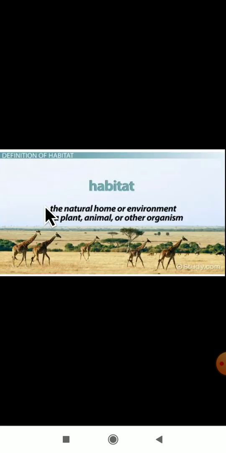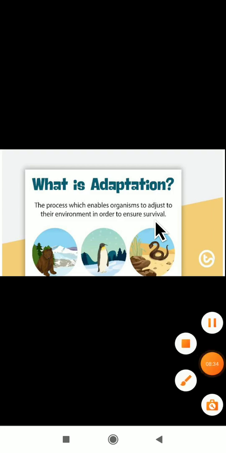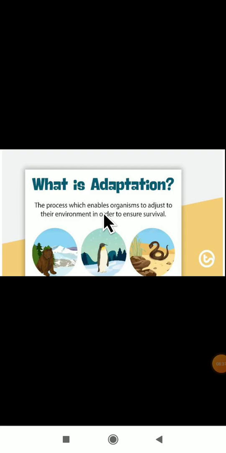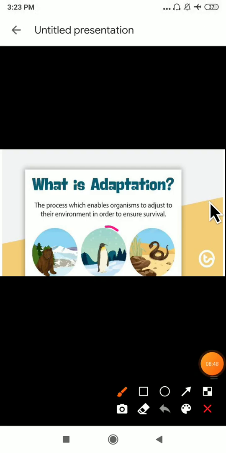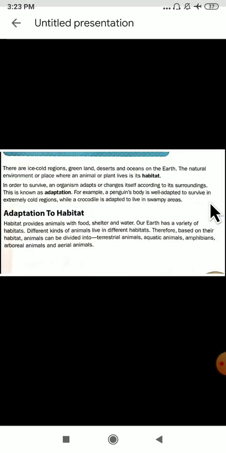Let us see the definition of adaptation. What is adaptation? The process which enables organisms to adjust to their environment in order to ensure survival. This is the definition of adaptation. As I have given the example of a penguin, this penguin is adapted to the extremely cold region.